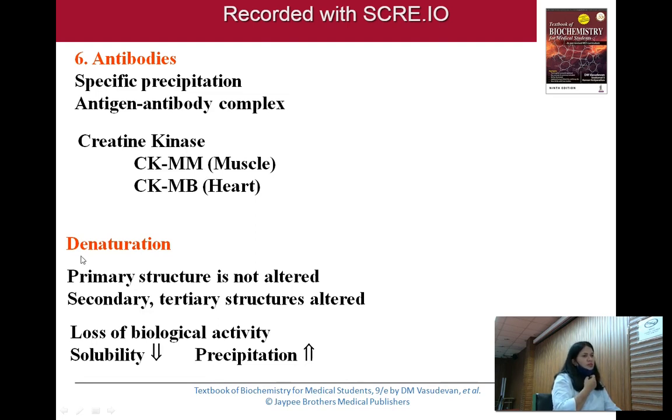Now let us come to denaturation. What do you mean by denaturation? Remember, in denaturation, there is a loss of secondary, tertiary, and quaternary structure, but the primary structure is preserved. In denaturation of the protein, there is loss of secondary, tertiary, and quaternary structure, but the primary structure of the protein is preserved. So what will happen to the biological activity of the protein in denaturation? It will be lost, or it will still be maintained.